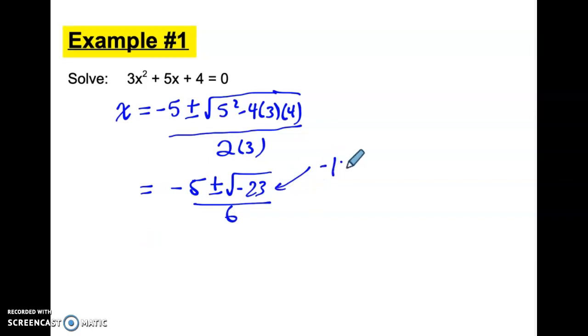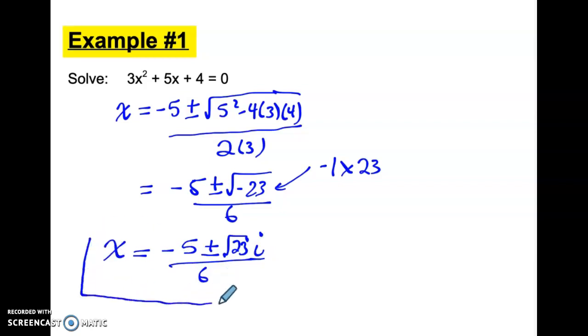Okay. And negative 23, right, that can be written as negative 1 times 23. And so we're going to take the square root of each part of that. Square root of 23 is going to be root 23. And the square root of negative 1 is i. So our answer to this equation is x is equal to negative 5 plus or minus the square root of 23 i all over 6.